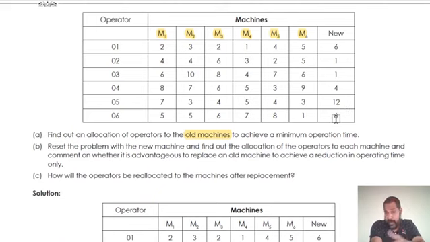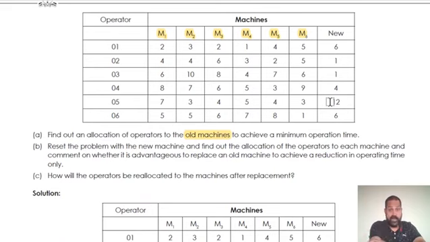So you don't know if including it is going to be a good idea or a bad idea. For example, operator 1 is taking more time as compared to any other machine on the new machine, while operator 2 is taking the least, operator 3 is taking the least. Look at operator 5. Operator 5 is taking 12 minutes, while on the rest of the machines, operator 5 takes 3, 4, 5, 7. That's it. But here 12, isn't that a little too much?